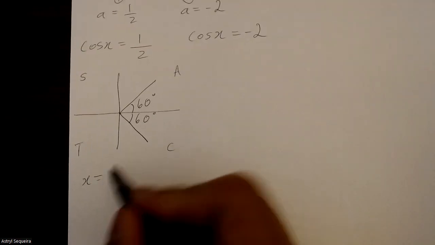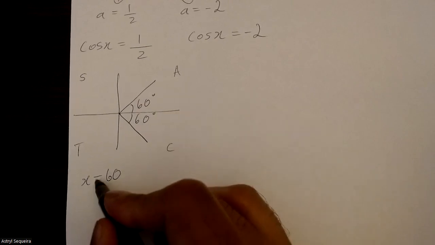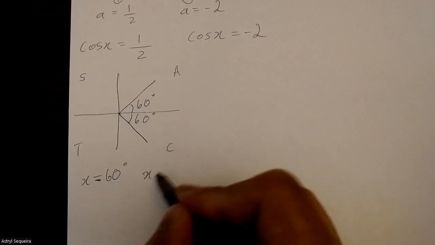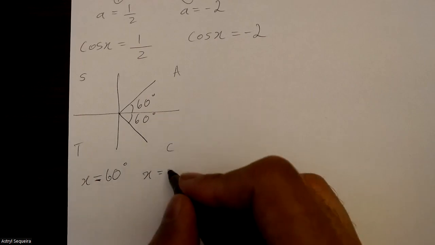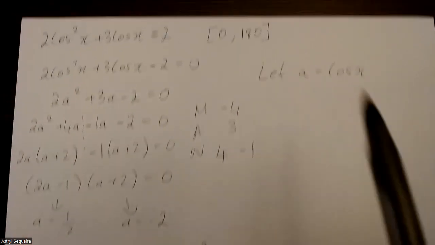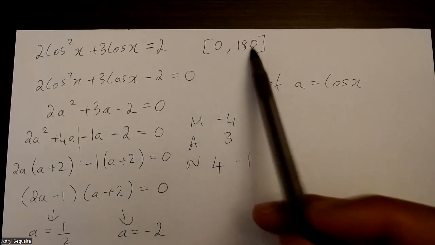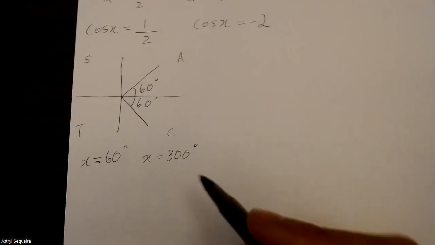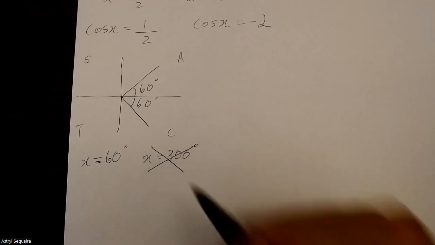So my first solution is just 60 degrees. My second solution is 360 minus 60, which is 300 degrees. But the question only wants us to be between 0 and 180 degrees, which means that my second solution here is invalid.